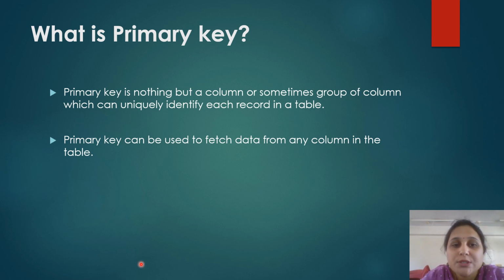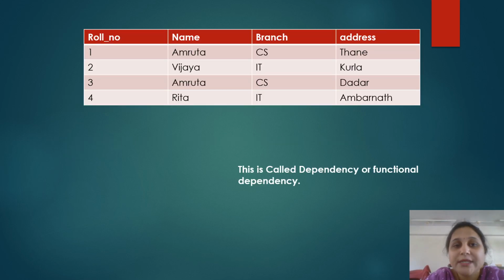A primary key can be used to fetch the data from any column in the table. The primary key is important for us to fetch any record. For example, if you want to fetch the record of Amruta, what you need is her roll number, because there are two Amrutas. Exactly which Amruta you are looking for will be uniquely identified with the help of roll number. To fetch any record, it is dependent on the roll number column. It is necessary for you to have the student's roll number with you. This is called dependency, or we can also call it functional dependency.